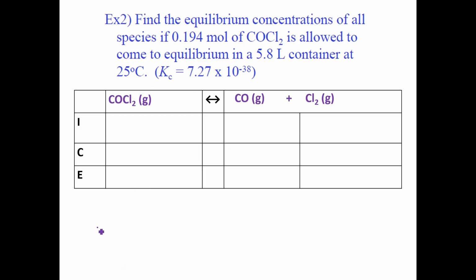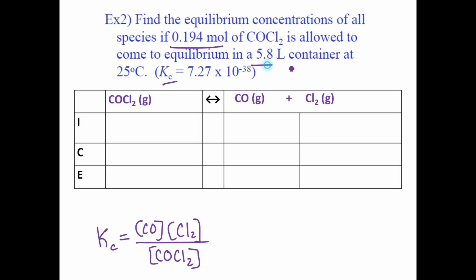I'm going to write my Kc expression first. Since it's Kc, I'm going to use brackets to represent molarity. If it were Kp, I would use the symbol P for pressure. So there's my Kc expression, and then we're going to plug in here what we know. We know the initial moles of my reactant, which is 0.194 moles.